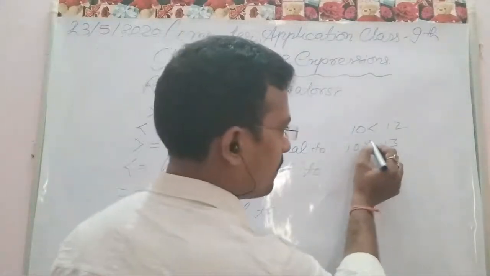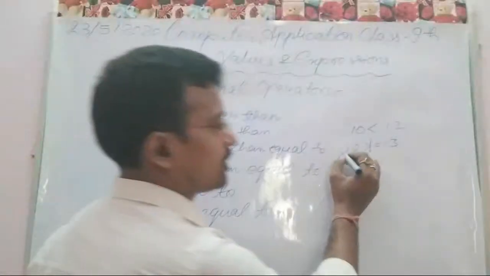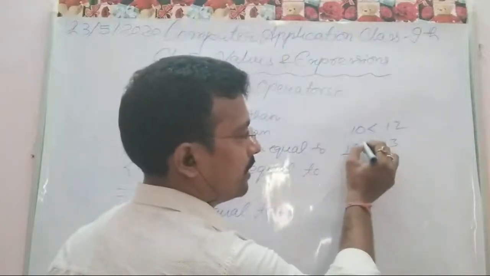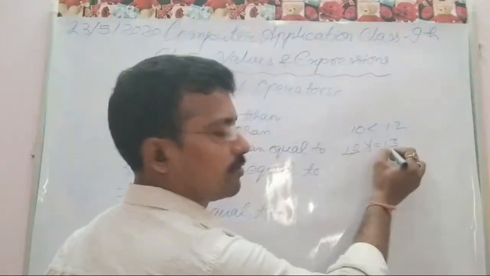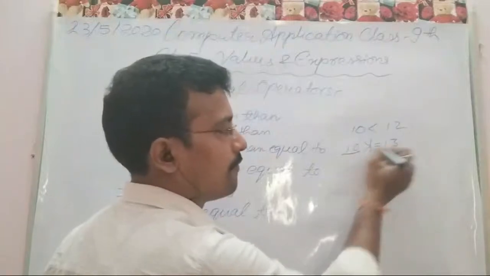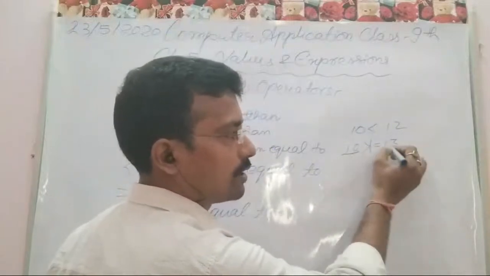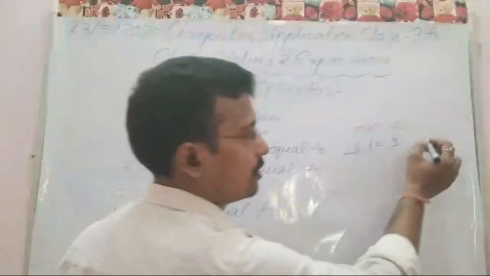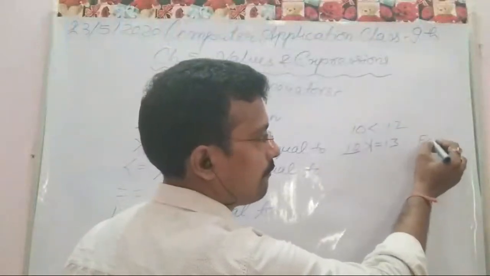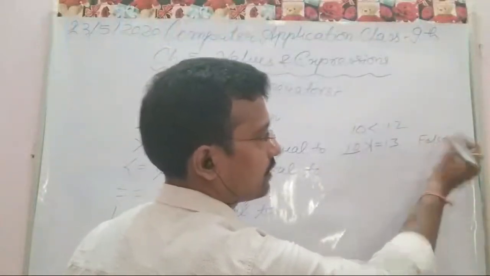Actually, this is the combination of two operations that will take place. What is that? First, 10 will be compared as greater than. 10 is greater than 13, the answer will be false. Then it is compared, 10 is equal to 13. When both answers are false, it will produce false.